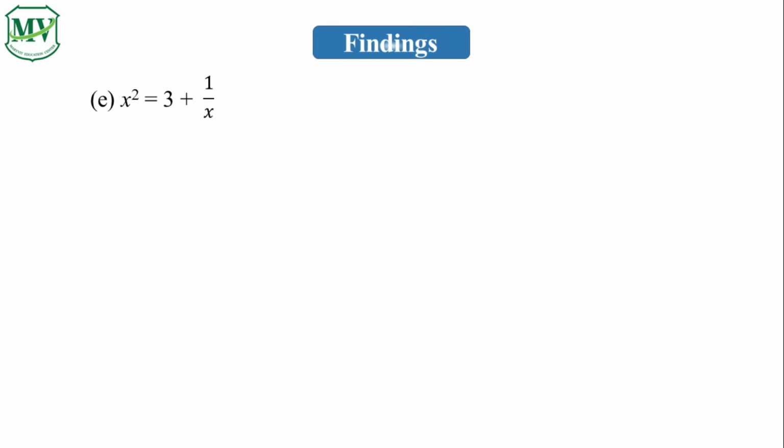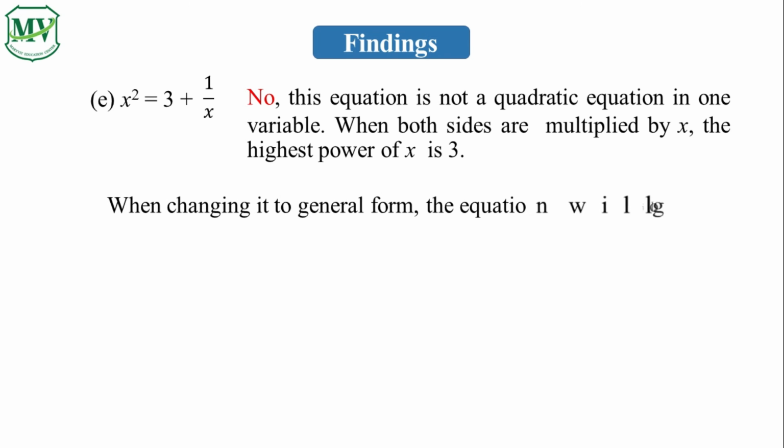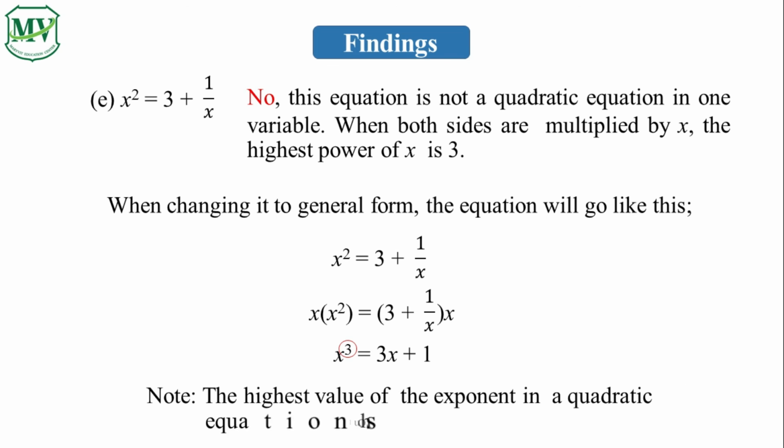And finally, letter E. This equation is not a quadratic equation in one variable. When both sides are multiplied by x, the highest power becomes 3. When we try to change it into general form, it will go this way. We always remember that the highest value of the exponent in a quadratic equation should only be 2.